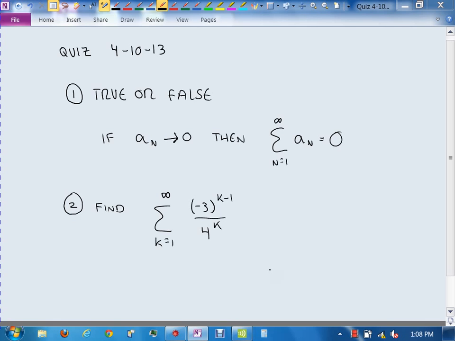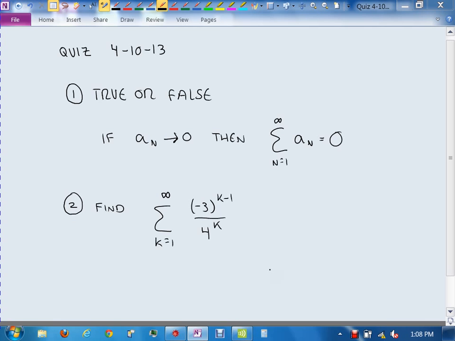Okay? It's false. Just because a sequence goes to zero does not mean that when you add up all the pieces it goes to zero. An example is a harmonic series, 1 plus 1/2 plus 1/3 plus 1/4. Each one of those terms gets smaller, so the sequence goes to zero, but when you add them up, it diverges. It goes to infinity.